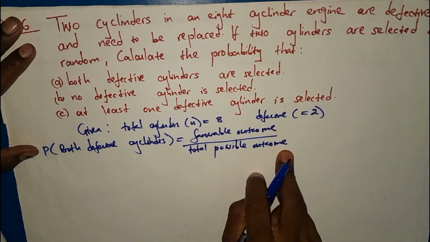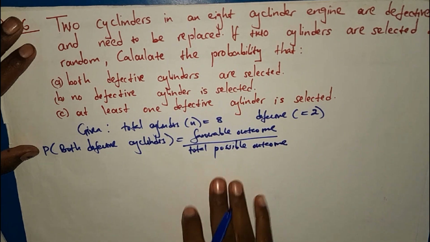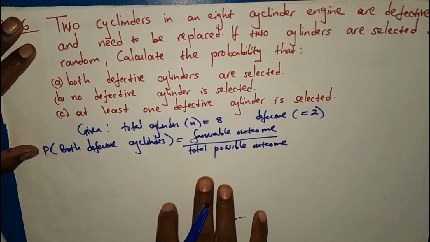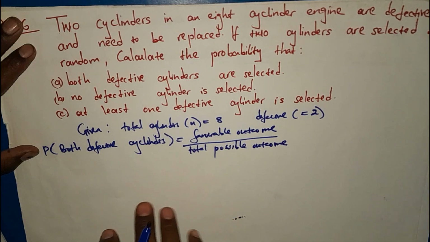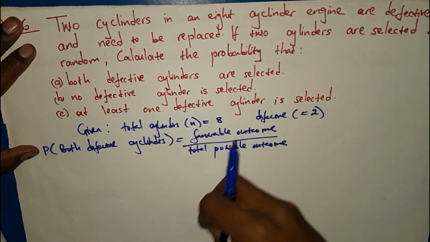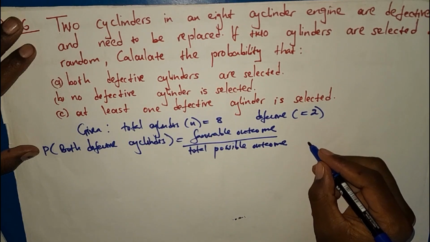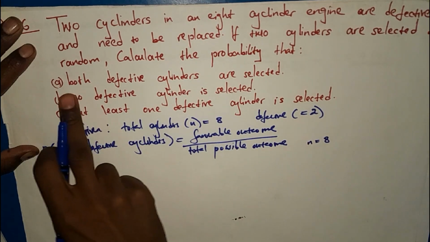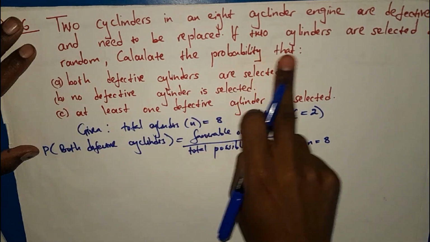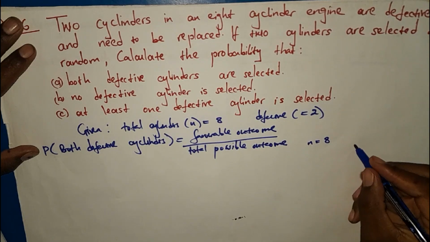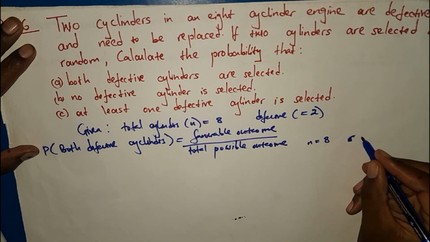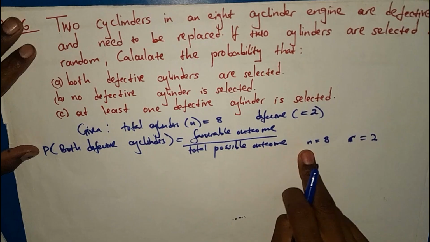So for the total possible outcome, we are going to look at the total number of cylinders we have. The total number of cylinders is 8, and then we need to choose how many cylinders? We need to choose 2 cylinders which are defective. So our r is equal to 2. That's the total possible outcome.